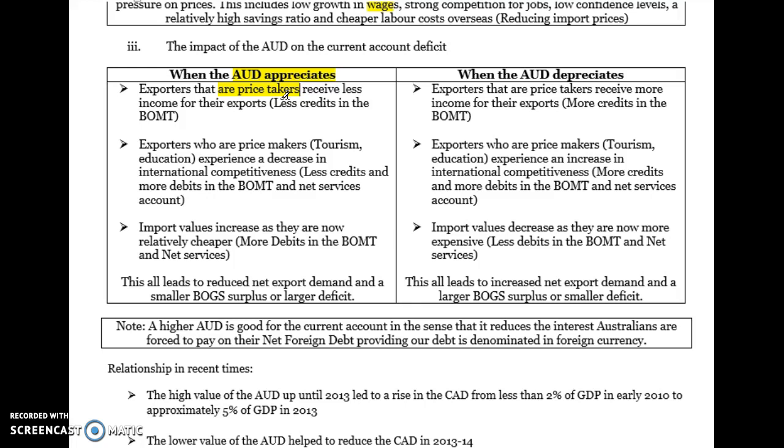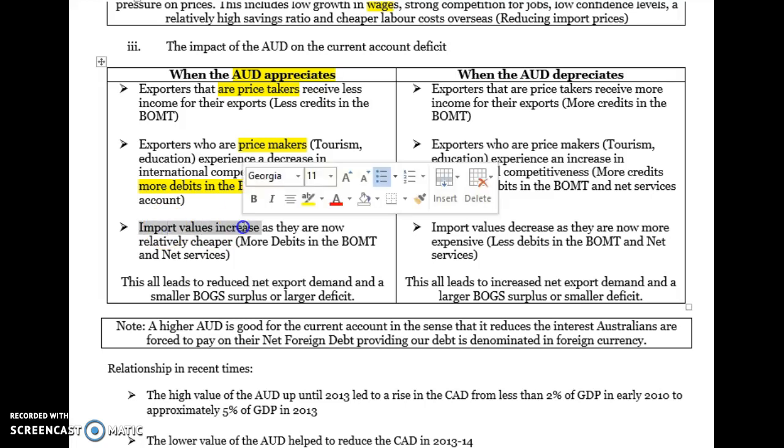So if I'm selling a product overseas and the Australian dollar goes up, say it costs 100 US dollars, I'm now going to get less Australian dollars for that export when I convert it back to Australian. Exporters who are price makers experience a decrease in their competitiveness, and that leads to less credits and more debits in the balance of merchandise trade and net services as well. So overall, an appreciating dollar is bad for the balance of merchandise trade.